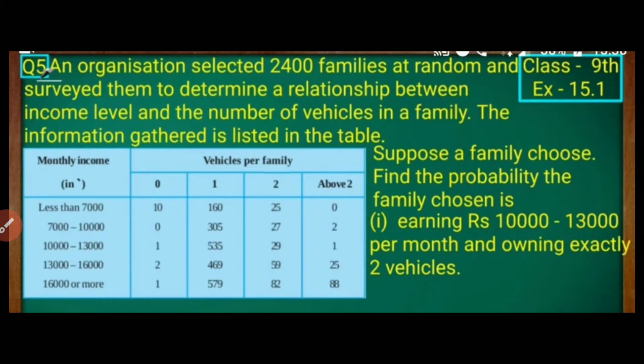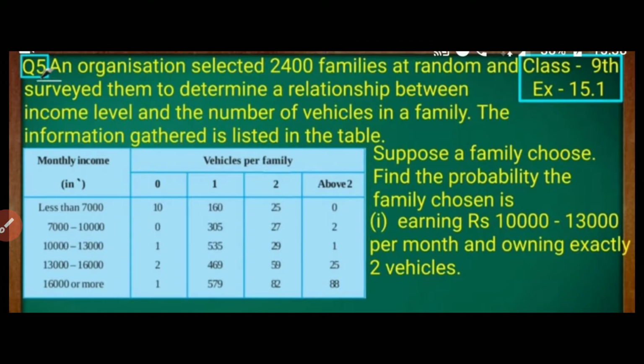In the fifth question, an organization selected 2400 families at random and surveyed them to determine a relation between income level and the number of vehicles of the family. There is a tabulation given to you in the fifth question. According to the tabulation, certain questions are to be answered statistically.